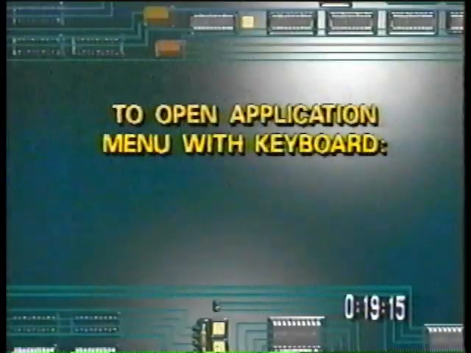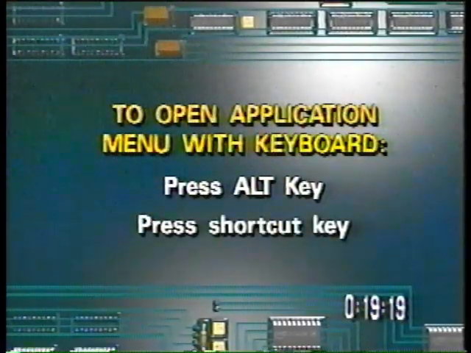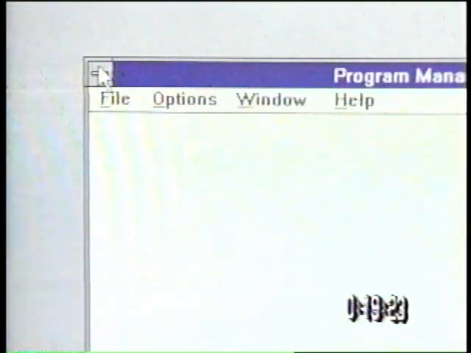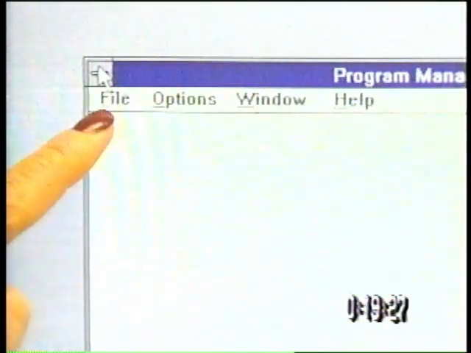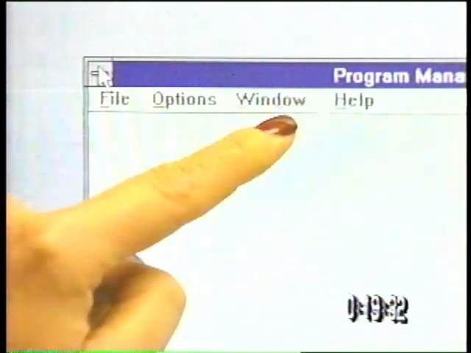The procedure for working with application menus is similar. To open application menus with a keyboard, we can also use shortcut keys. To open any application menu with a keyboard, we press the Alt key. Then we press the shortcut key for the menu heading. The shortcut keys for the Program Manager application menus are F for File, O for Options, W for Window, and H for Help. Let's take a closer look at the Help menu.